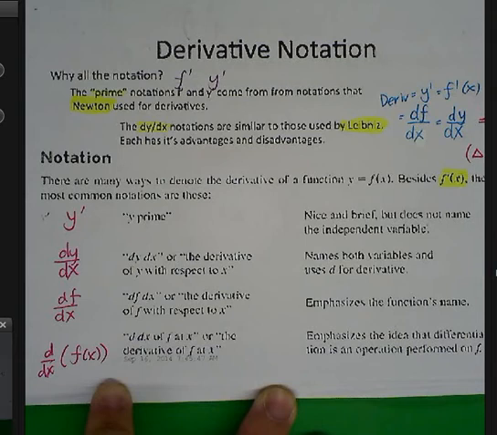And then I want you to pick your favorite so far. Pick your favorite. Why prime? Why? Because it's nice and brief, but it doesn't name the independent variable.